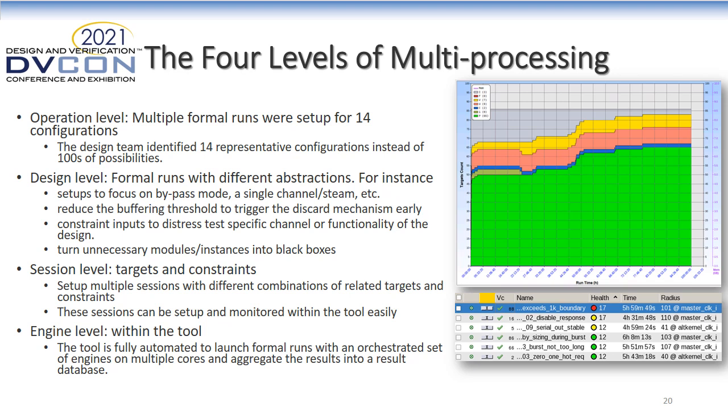Now for this particular design, there are 4 levels of multiprocessing. Talking to the design team, there are 14 commonly used configurations for this design. So we can set up formal runs to focus on these 14 configurations. Now at the design level, we can set up formal runs with different abstractions. For instance, we can set up a formal run to focus on the bypass mode, or we can use formal to focus on a single channel or stream of the design. We can also reduce the buffering threshold so that we can trigger the discard mechanism early and verify the mechanism is working correctly.